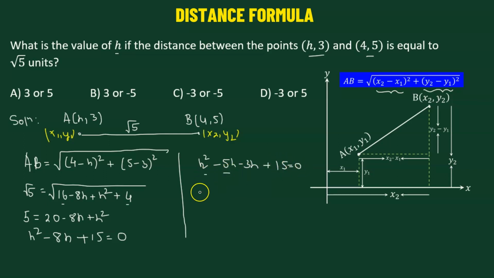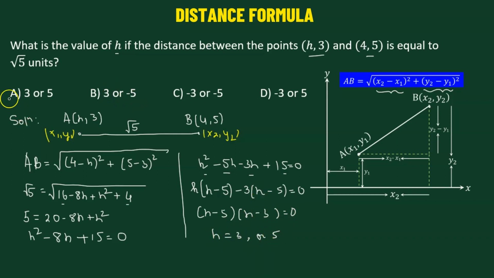Now from the first term and the second term, if we take h as the common factor, that will get multiplied to h minus 5. And from the third and the fourth term, we're going to take negative 3 as the common factor, so that it will get multiplied to h minus 5 as well. So this will be equal to 0. Now we have h minus 5 multiplied by h minus 3. When we equate them, we get two values of h. So h could be 3 or it could be equal to 5, and that corresponds to option A. So that's the value of h such that the distance between these 2 points is going to be equal to square root of 5 units.